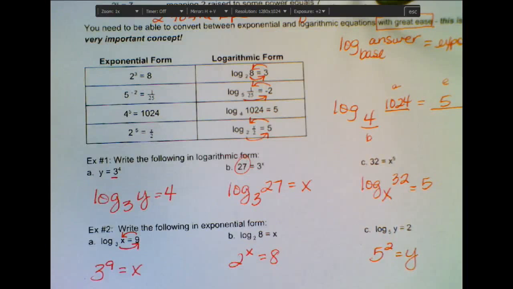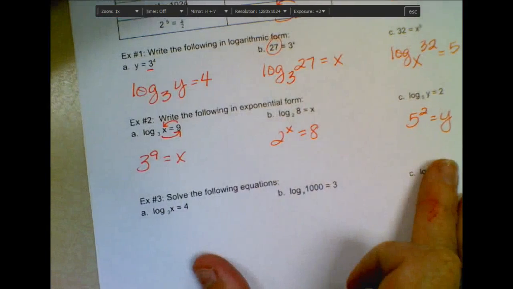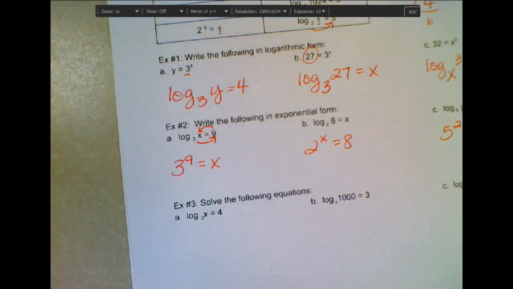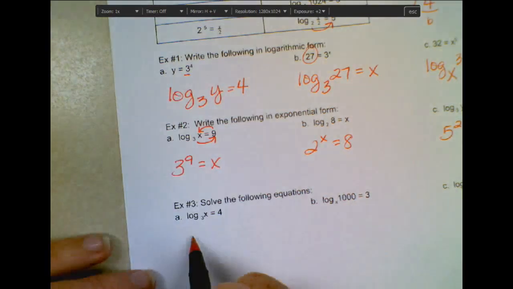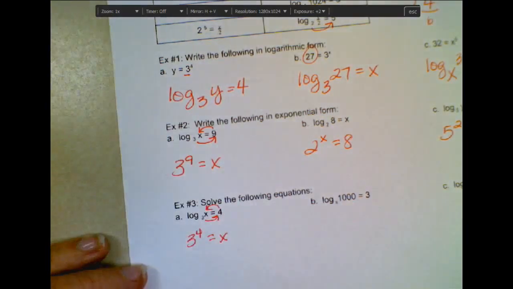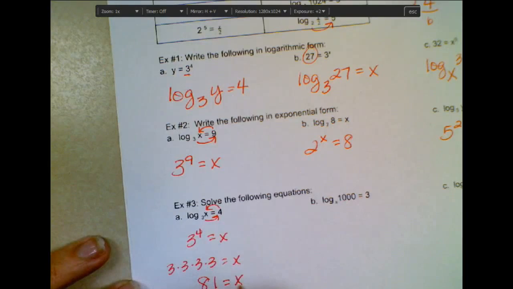Okay? So now that we know how to do that fairly well, now we're going to solve logarithmic equations. Sometimes it's easier to do that by rewriting it as an exponent. So now we're going to go down, and to me, it's easier to convert this into an exponential equation in order to solve that. So first of all, write that in exponential form. Give you a minute. What I come up with is 3 to the 4th equals x. 3 to the 4th power equals x. Okay? So I know that means 3 times 3 times 3 times 3 equals x, so I should get 81 equals x.